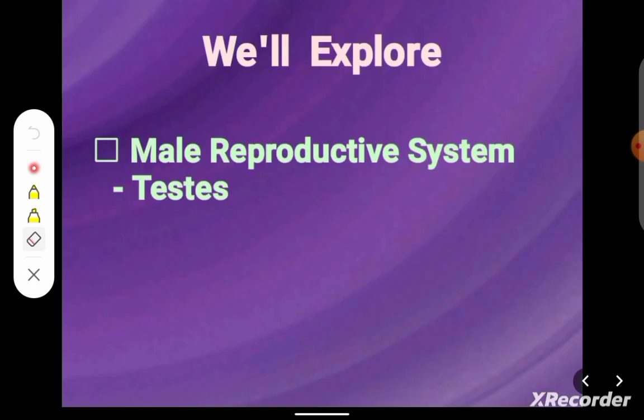So I'd like to conclude today's session here, but before that, let's see what we are going to explore next. In the next video, we'll be seeing the male reproductive system. Especially, we'll be studying a bit more about the testes, a detailed study of testes.